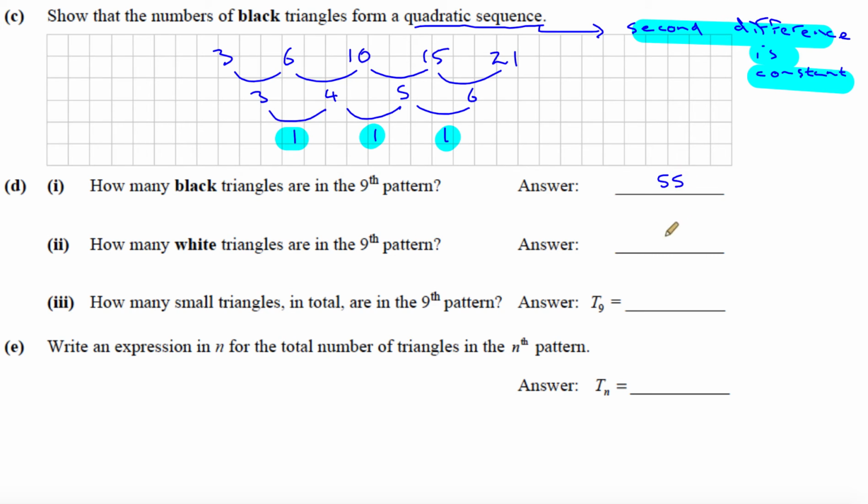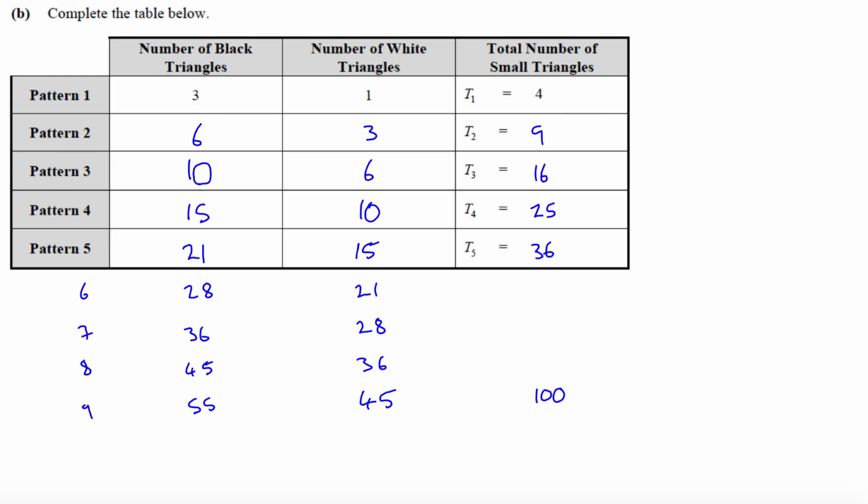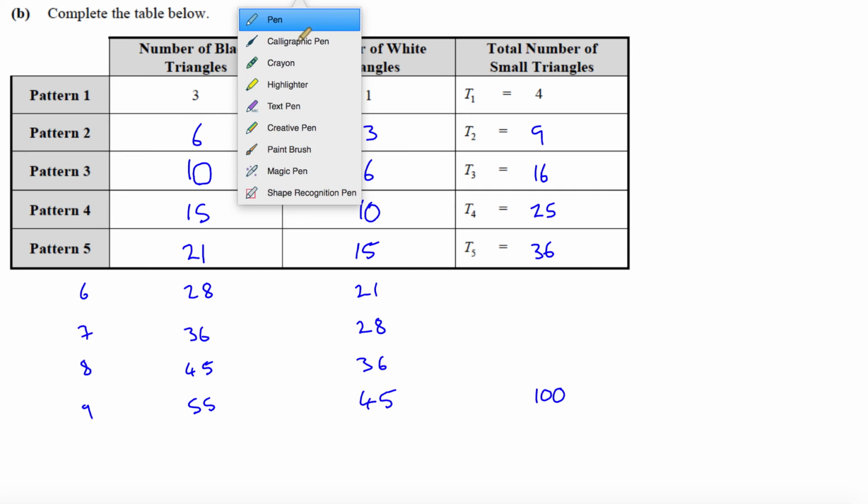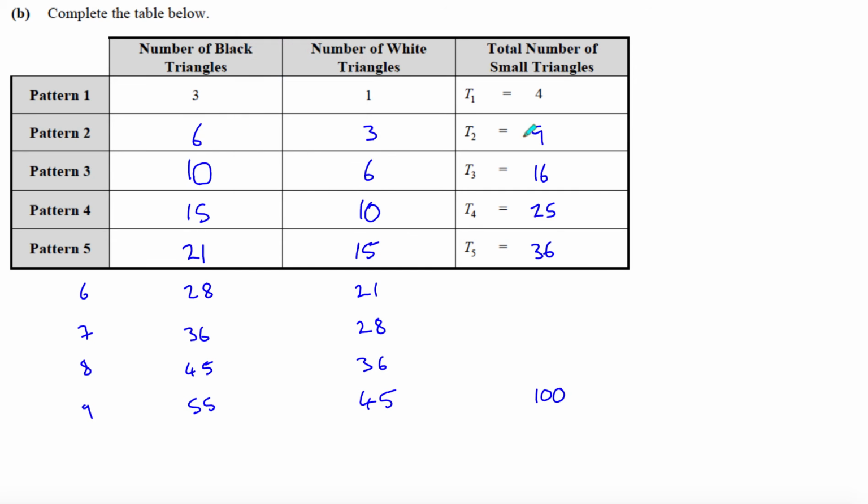55, 45, and 100 in total. Part E says write an expression in n for the total number of triangles in the nth pattern. So we want Tn, or the nth term, for the total number of triangles in the pattern. So if we go back and have a look at this, we're looking at these numbers here. And we're trying to link these numbers somehow to the pattern number, because this pattern number here is the n.